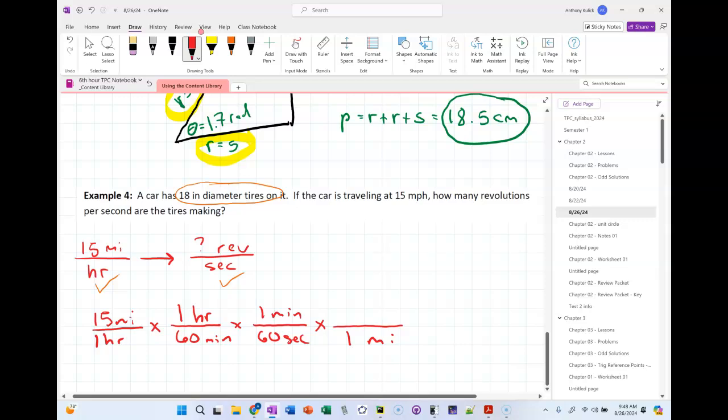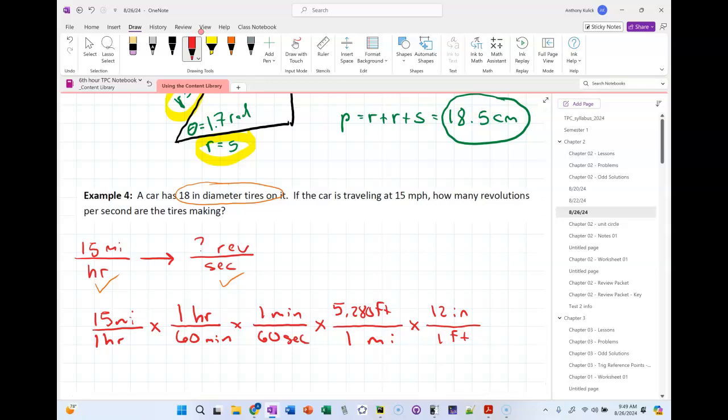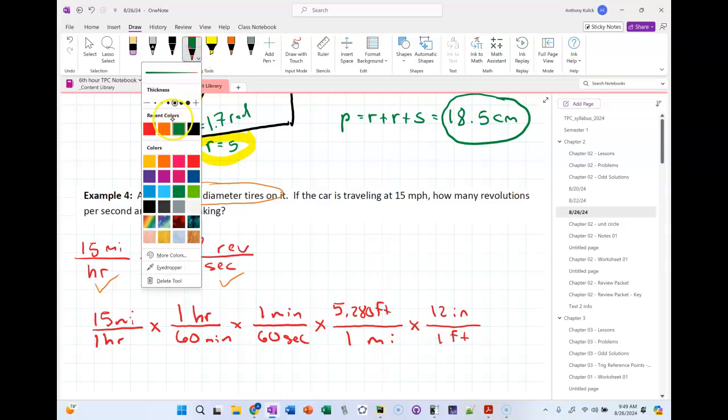What do we know a mile is? 5,280 feet. Do I expect you to have these things memorized? No. And then I know 1 foot is this one I would expect, 12 inches, right? Everybody's okay with that? Okay. So if we pause here for a moment, look at what we've done.